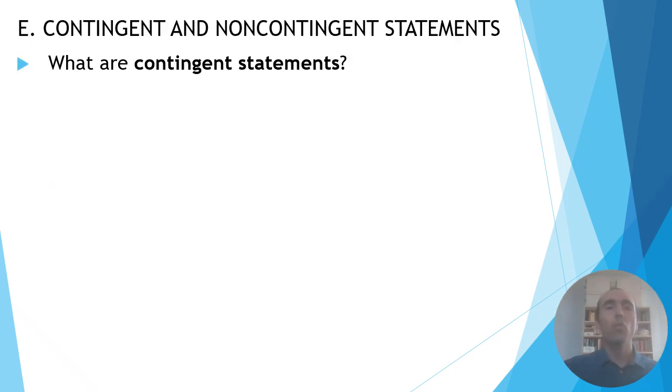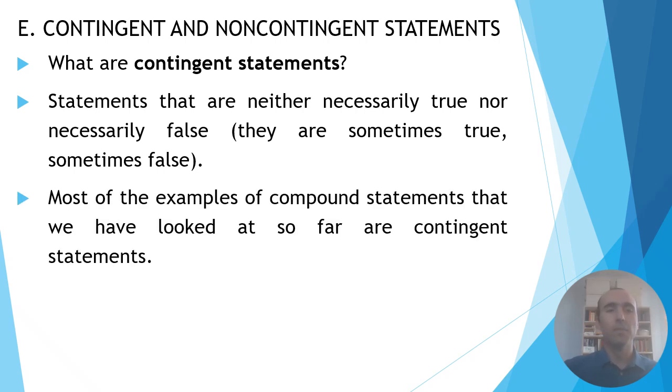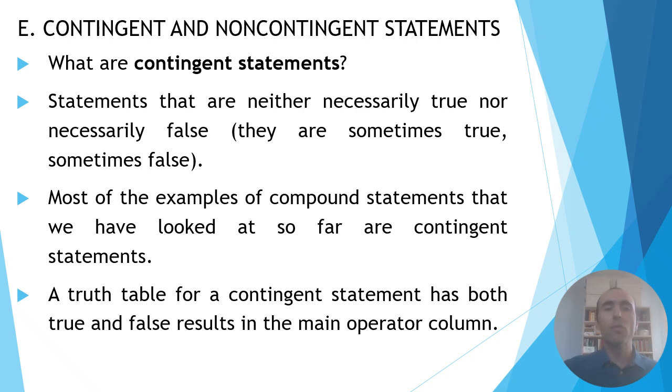Let's begin. What are contingent statements? They are statements that are neither necessarily true nor necessarily false. They are sometimes true, sometimes false. Most of the examples of compound statements that we have looked at so far are contingent statements. A truth table for a contingent statement has both true and false results in the main operator column.